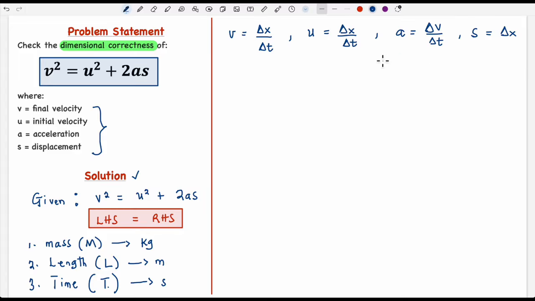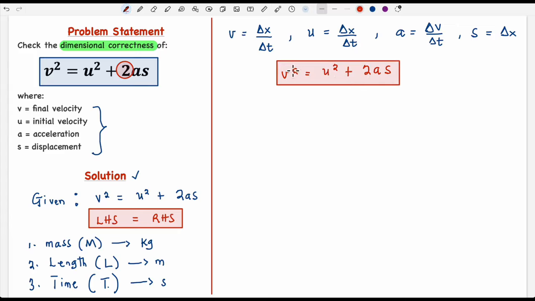Note, we have a constant. We have this 2 here, which is a constant. And in dimensional analysis, constants are dimensionless. So we don't have to worry about constants. So this 2 here, we don't have to worry about. Now, let's look at the equation again. So v squared equals u squared plus 2as. So this is the equation we are going to check its dimensions on both the left and the right hand side to see if it is correct or not.